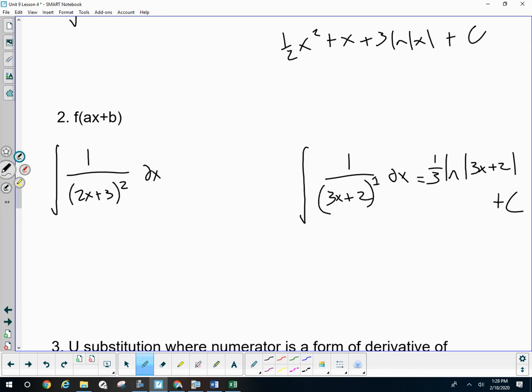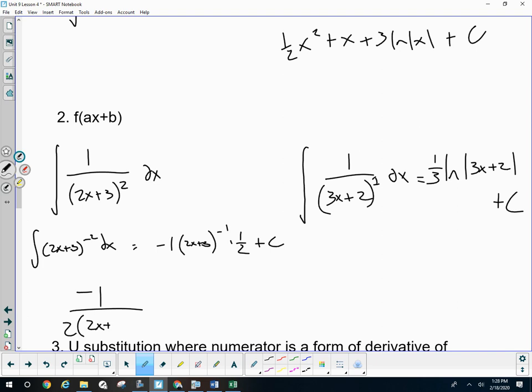I put the one on the left in because I want us to remember you don't use logs for anything in a denominator. This I would rewrite as 2x plus 3 to the negative second. And you actually could use U substitution to do this, but it is a lot more efficient if you just do the antiderivative of the outside, leave the inside alone, and then multiply by the reciprocal of the coefficient, giving you negative 1 over 2x plus 3 plus c. A lot more efficient doing that.